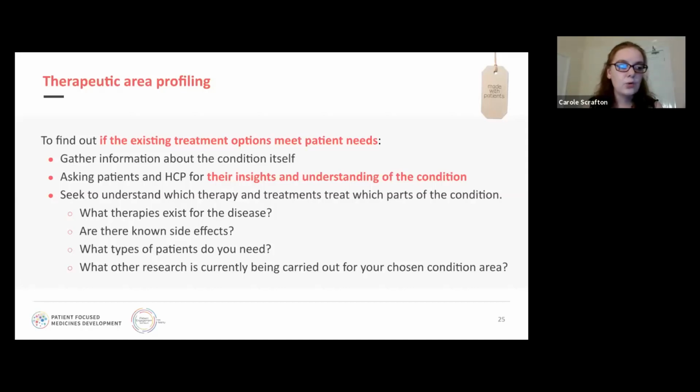It might include what therapies and drugs exist for it, and are there recorded unwanted side effects, the types of people who are likely to be affected by the condition so that you target the right type of patient for your study, and also what other research is currently being carried out for your chosen condition area.